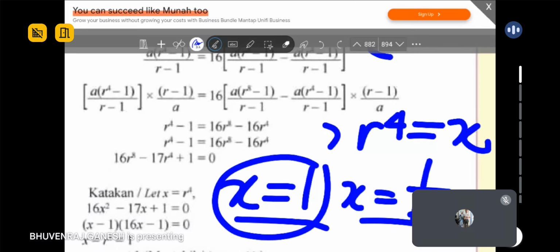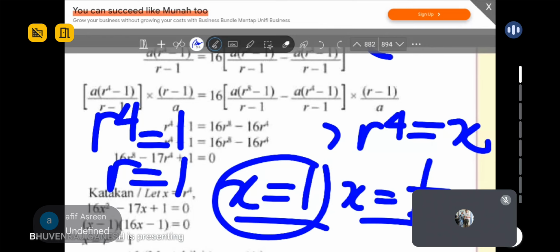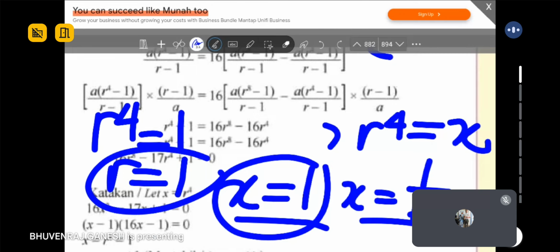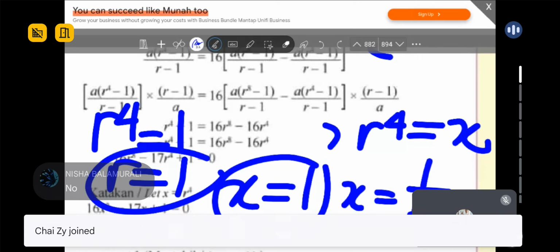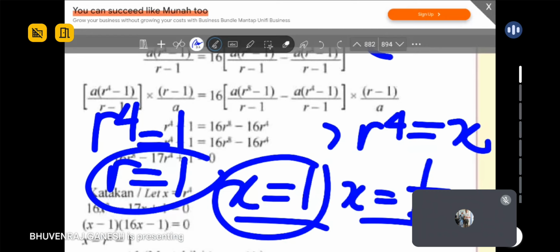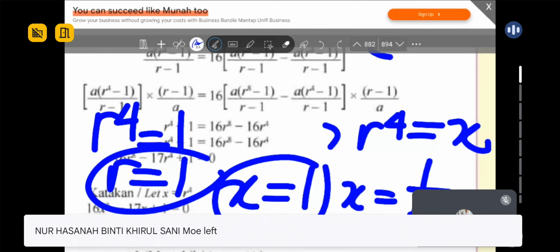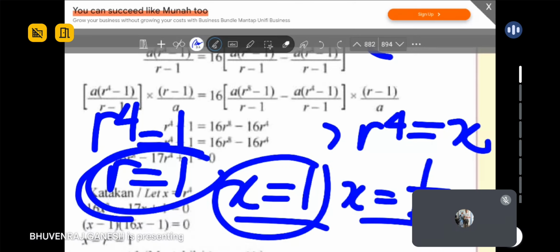Very logical, guys. Yes. Why can it not be 1? Kenapa tak boleh satu? So r power 4 equal to 1 means that r equal to 1. Guys, kalau r sama dengan 1, kamu ada janjang geometri ke? If you have a common ratio of 1, do you have a progression? No, right? Because it's the same number. Maksudnya 8, 8, 8, 8 until the end. Then only you can get common ratio 1. The two numbers must be the same, then only you get common ratio 1. Am I right? Okay, dua nombor tu sama, baru boleh dapat yang ni.